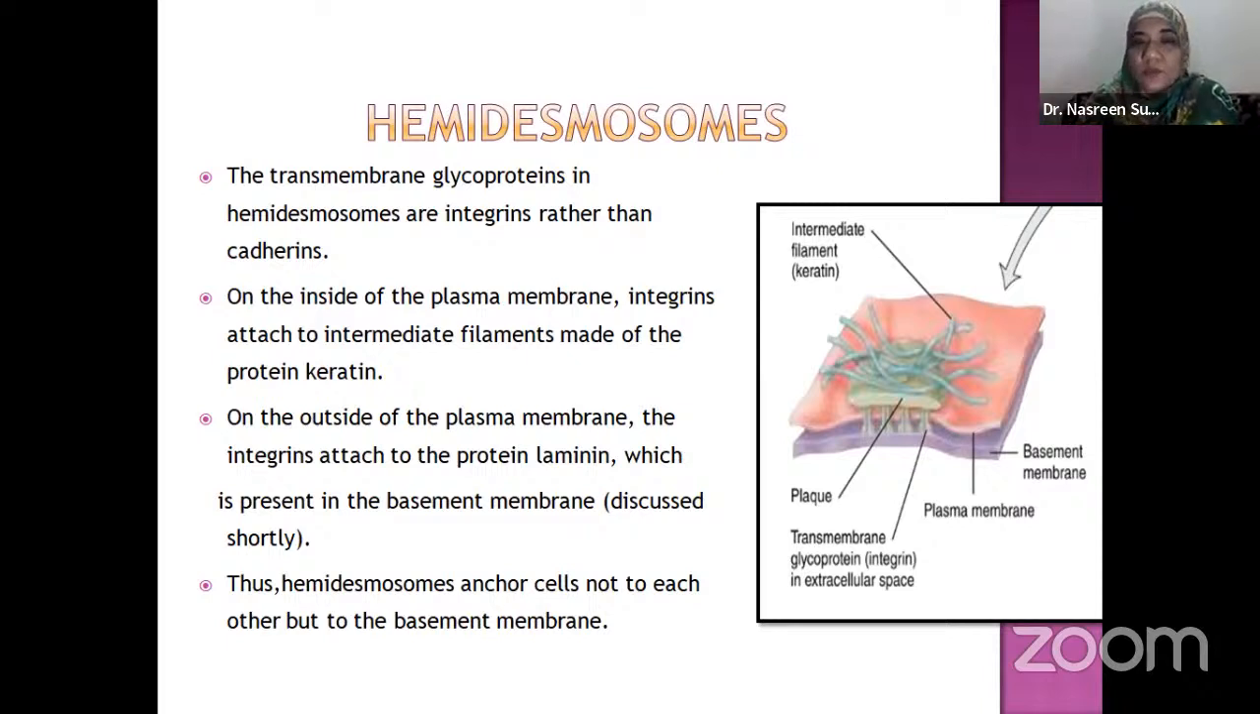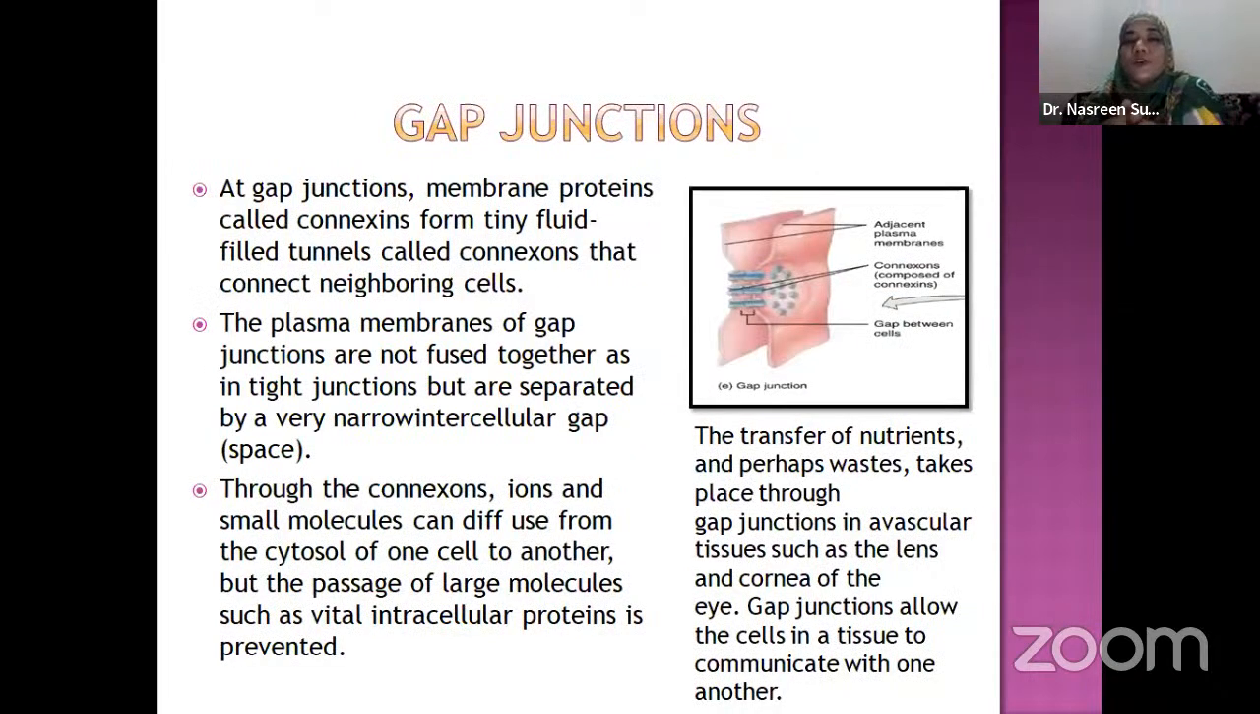Okay, hemidesmosomes. The last one is your gap junctions, where, as the name indicates, there are large gaps between the cells. Now here, the membrane proteins which are involved are called connexins, meaning connecting. They are connecting each other, connexins. These connexins form tiny fluid-filled tunnels called connexons that connect neighboring cells.